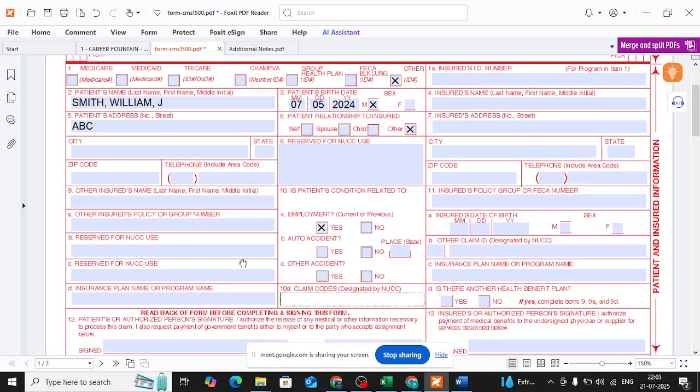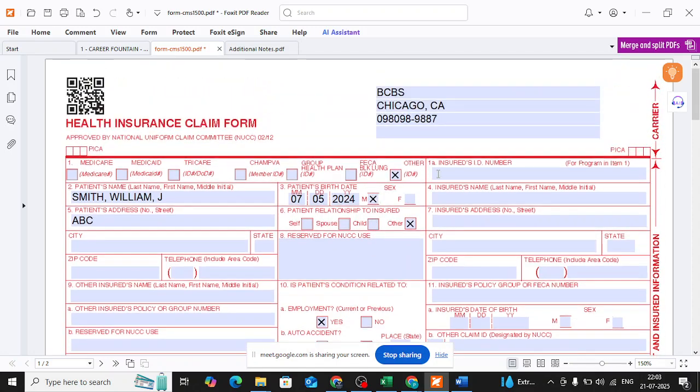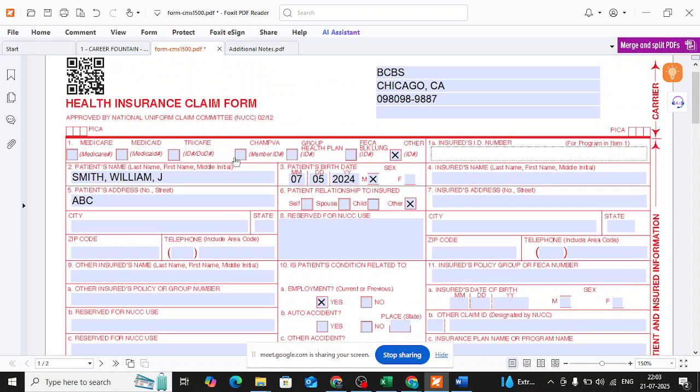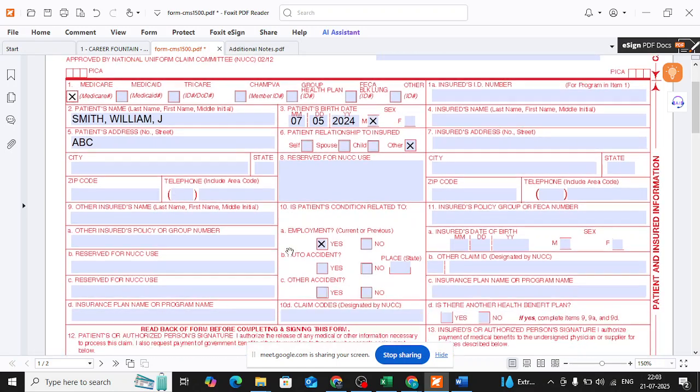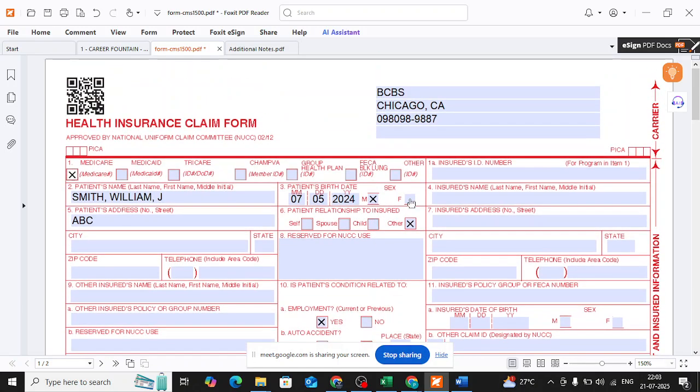Claim codes, ignore this. Box number 1A. Now we are talking about the insured information. On the left side is the patient information, and the important box here is box number 1, which is for the insurance name. Later, the remaining important box is box number 10. Then box number 1A is the policy holder. Whatever policy ID is given on the ID card will go in this box.